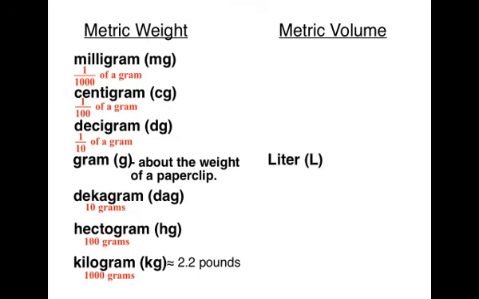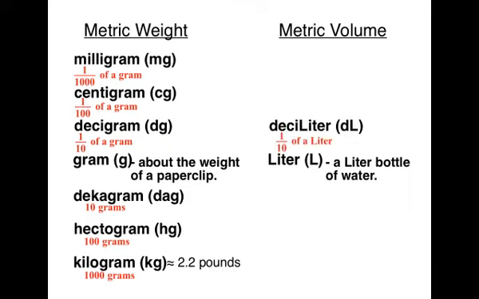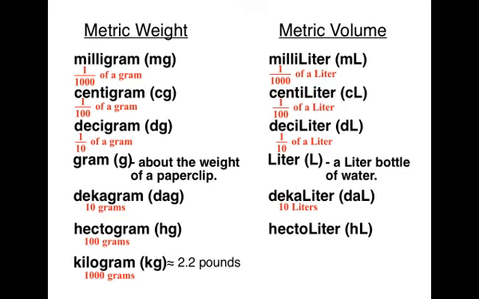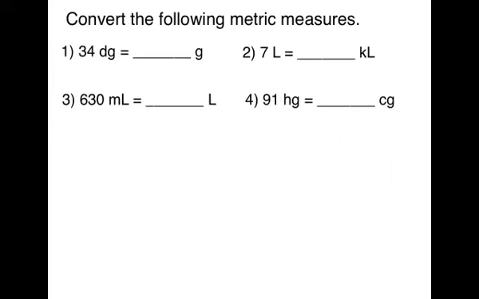Volume, same idea. You have your liter, and we've all seen liter bottles of water. Deciliter is 1/10 of a liter. Centiliter, 1/100th of a liter. And milliliter, 1/1000th of a liter. Getting larger, decaliter, 10 liters. Hectoliter, 100 liters, kiloliter, 1,000 liters. And that's basically your metric weight and volume.